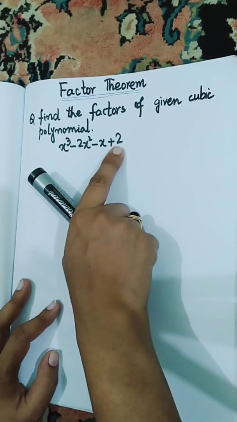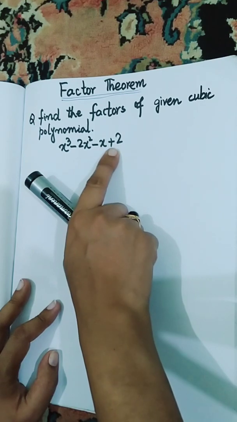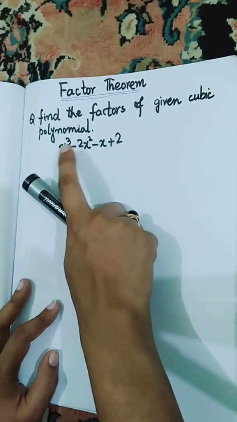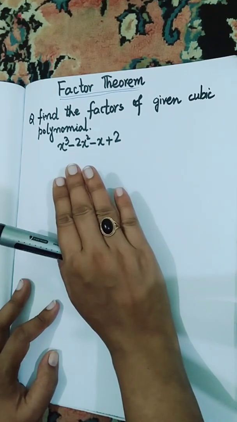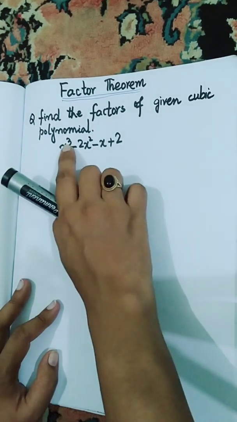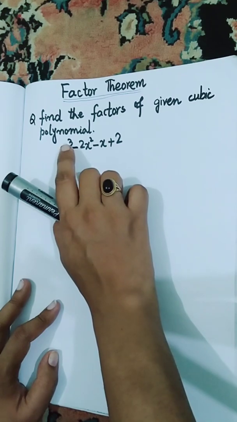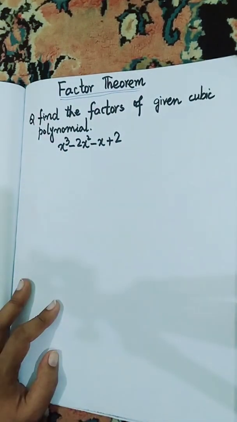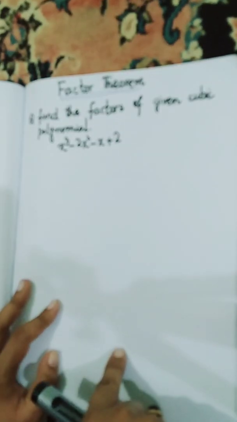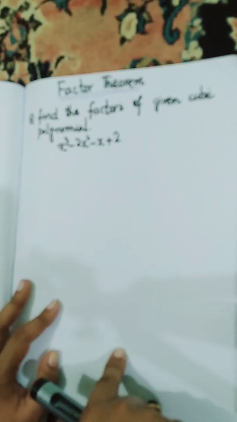What does cubic polynomial mean? It means any expression in which a variable, whether x or y, is present, but the highest degree or power of the variable is 3. Then it is known as a cubic polynomial. Let's see how we can find the factors of any cubic polynomial.